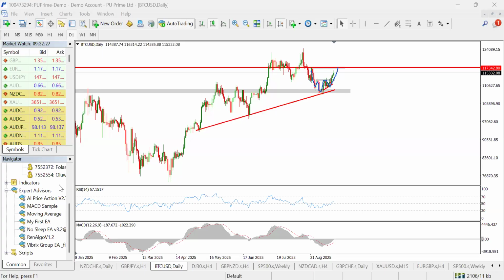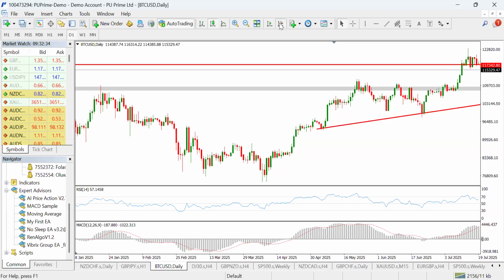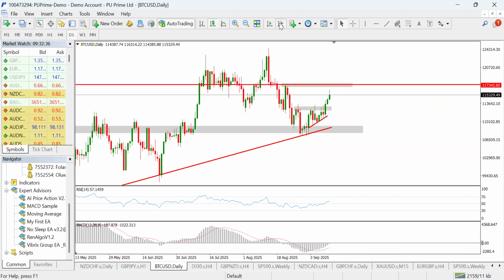Can you enter now? The advice is no. If you want to make entry, you cannot make your entry on the daily time frame. You try to look out for entry on a smaller time frame, maybe like 1 hour or possibly 15 minutes, because this can be a volatile instrument.